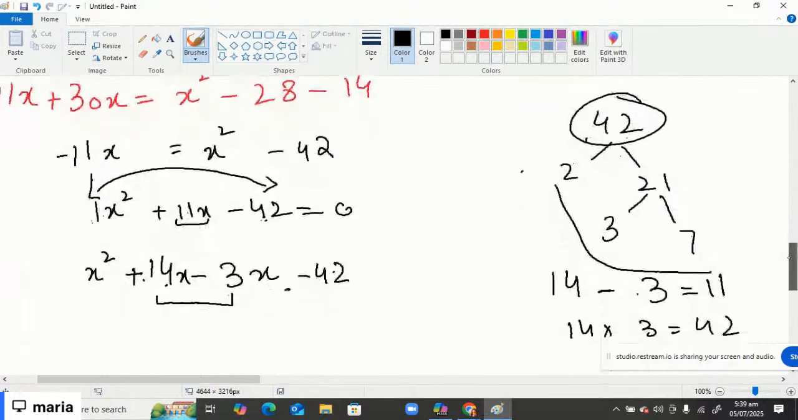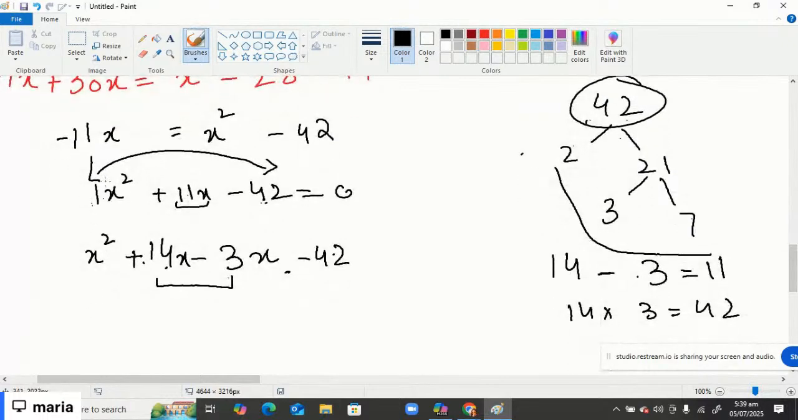How to make the factors? Again, I'm going to repeat it. We take the a value and c value, multiply, then take the factors. If there are 4, 5, 6 factors, we write them, and then we make two values this way. This is 14, that is 3. When we multiply, we get that value back again, but when we add or subtract, we get the middle value. This is our main motto.